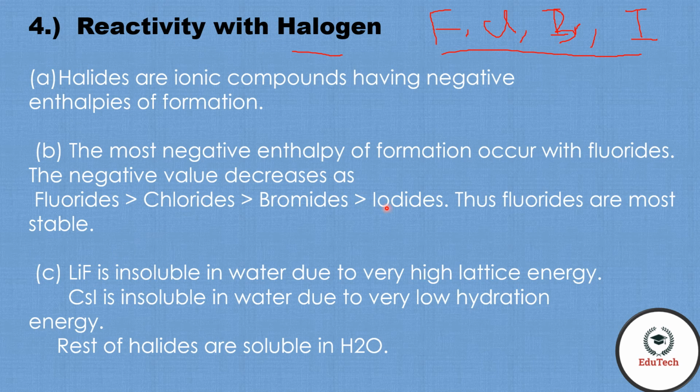The most negative enthalpy of formation occurs with fluorides. The negative value decreases in the order fluorides greater than chlorides, bromides, iodides. Fluorides are most stable, and here lithium fluoride is insoluble in water due to very high lattice energy, which means their bonding is very strong, such that it cannot be separated when it is dissolved in the water.